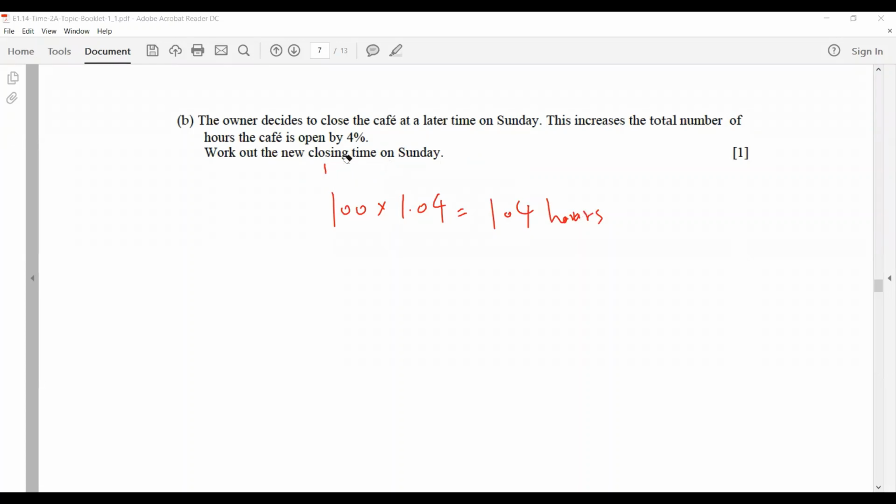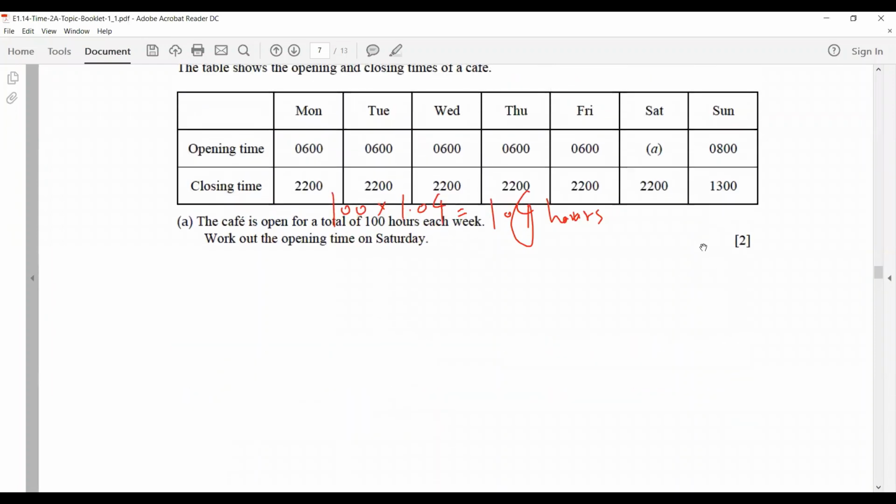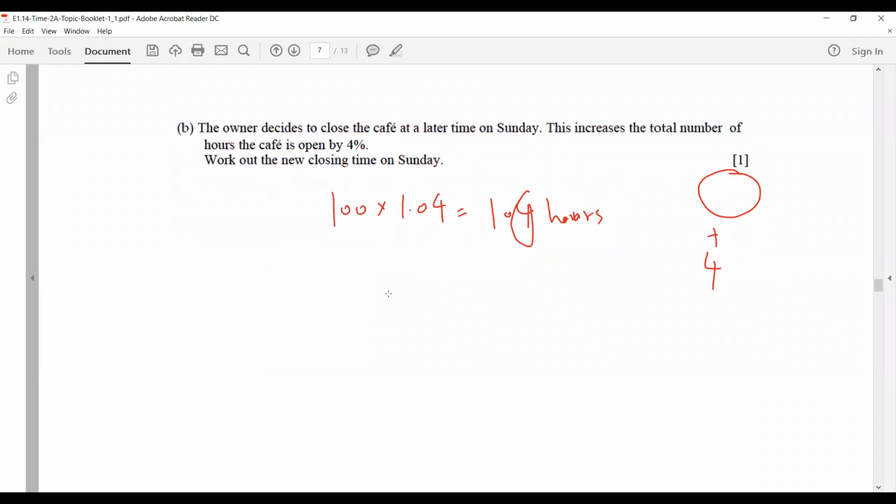So now the total number of working hours is 104, but in order to compensate that extra 4 hours, he decides to work late on Sundays, right? So I have to increase the closing time on Sundays by 4 hours. I just have to increase it by 4 hours, and that gives me 17, or 5 p.m. So that's the answer. The answer is 13 plus 4, 17, right? Okay, and we move on to the next question, question number 10.